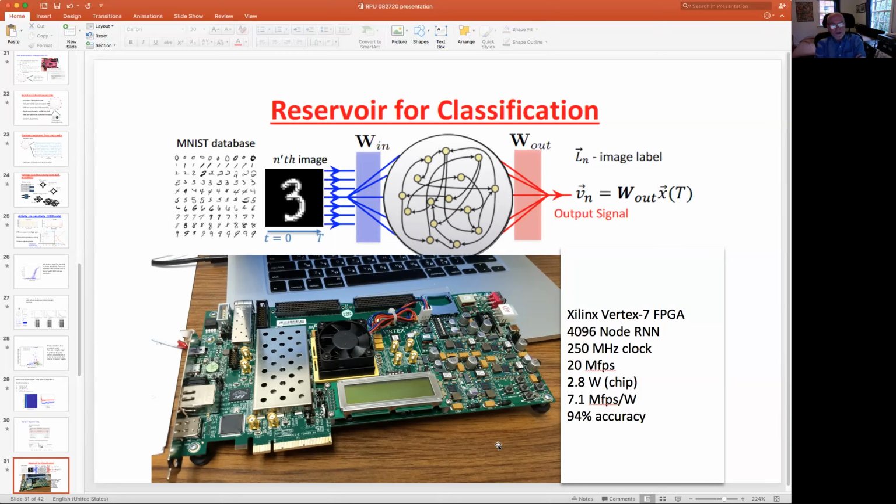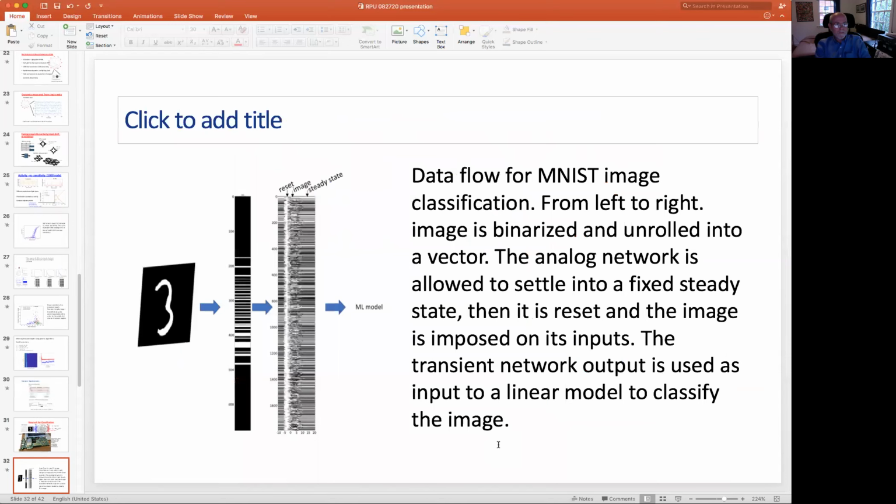So we did this on a Xilinx Virtex 7 FPGA dev board shown here. We used a 4096 node reservoir. This particular chipset had a 250 megahertz clock. And we were able to demonstrate the ability to, at 94% accuracy, classify MNIST images at 20 million frames per second, using about 2.8 watts on the chip, for an overall 7.1 million frames per second per watt.